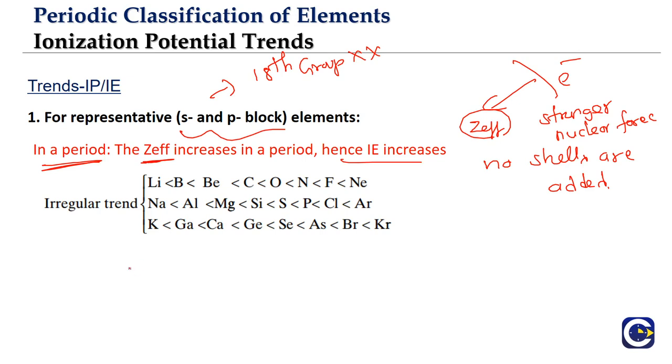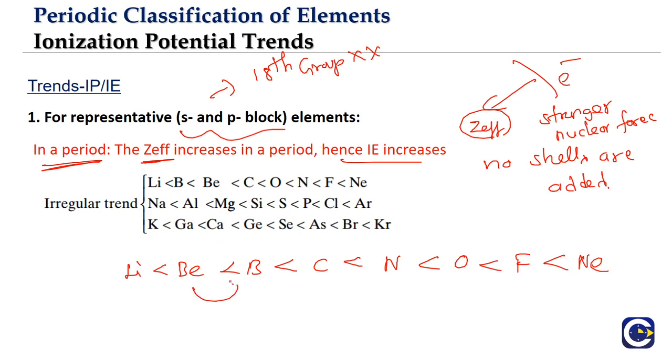But look at this. Left to right means what? Lithium should be less than beryllium, which should be less than boron. I'm talking about the second period. Should be less than carbon, less than nitrogen, less than oxygen, less than fluorine, less than neon. This is what left to right means. Ionization energy increasing means that is what is expected.